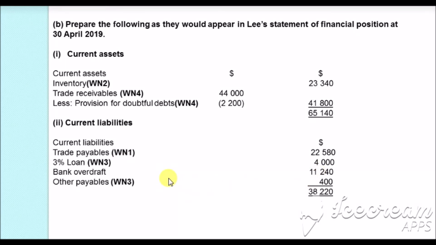Then the bank overdraft which was given as $11,240, and the other payable which was the outstanding interest which was calculated in the third working notes as $400. So when we total this up, we will get the value as $38,220 for the current liabilities.